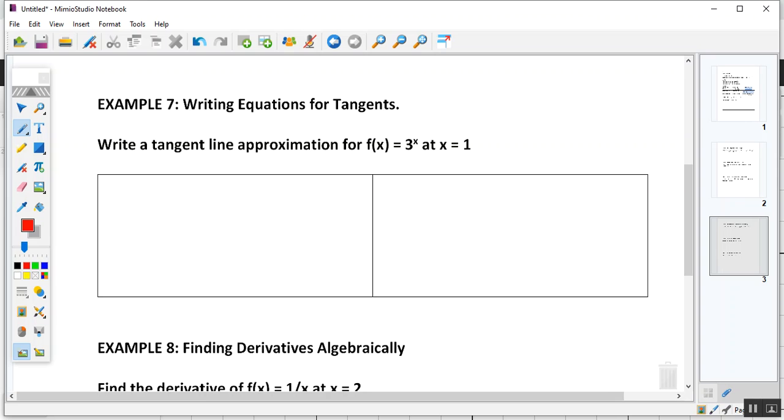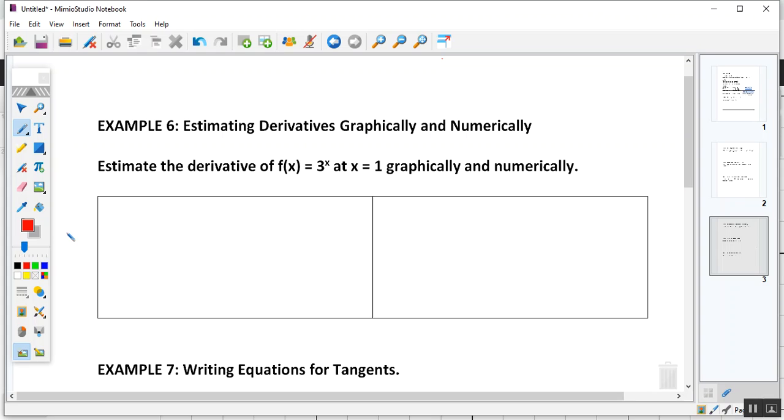So, how are we going to go ahead in example number 6 and estimate, what's it say, kids? Estimate what here? Estimate the derivative of what function, at what point? Okay, now, kiddos, we're going to look at this graphically in a second.